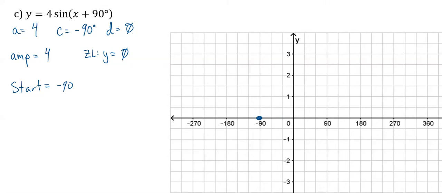Then 0 line, I forgot to do the max and the min. So the max is 4, 0 plus 4, and the min is negative 4, 0 minus 4. So from there, I'm counting 3 squares, 1, 2, 3, and I'm going to the max, which is 4, which is at the very top of this grid.